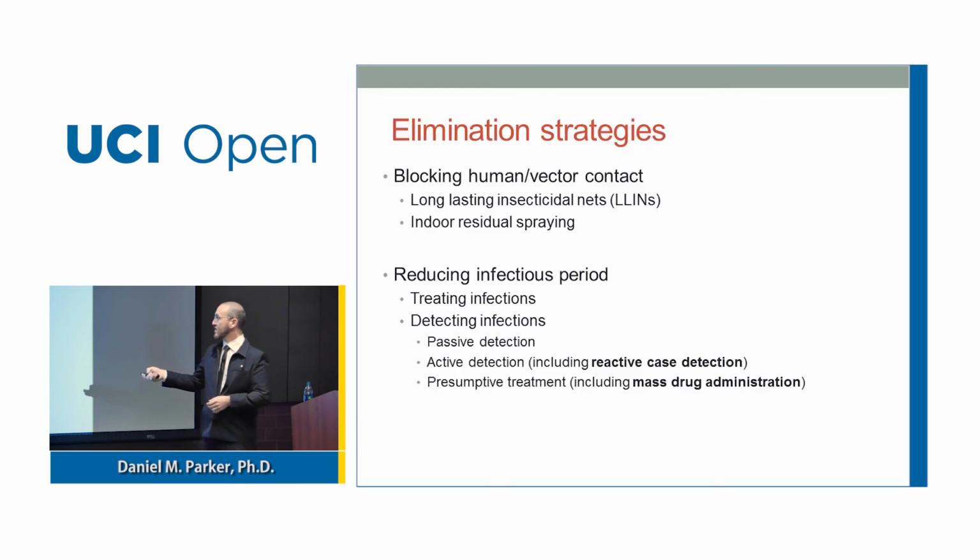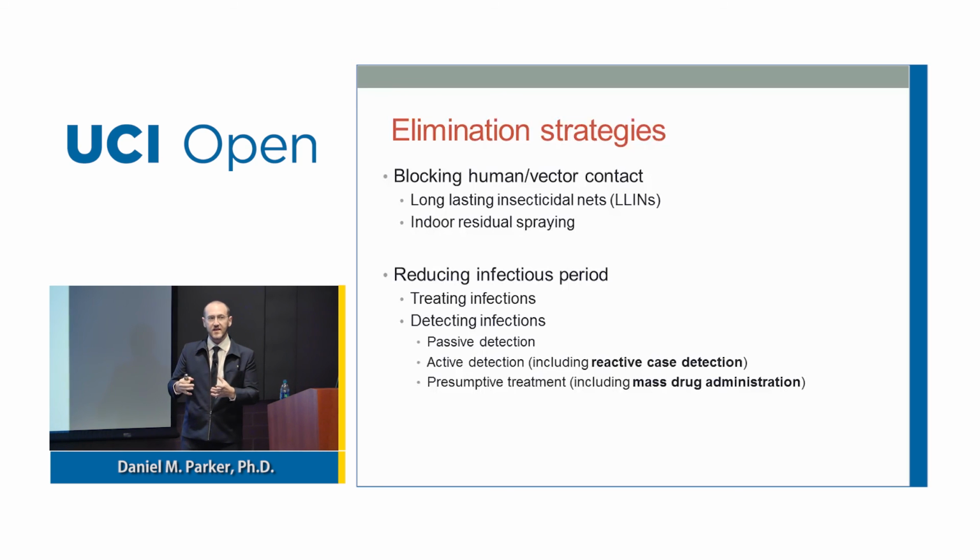Another approach, though, is active case detection. And this is, for some reason, you have gone out into the community, a defined community or a defined area, and you actively test people, regardless of whether or not they're sick. You screen them to see if they have malaria and then treat them if they do. A variant of this is reactive case detection. I'll discuss this a bit more, but it's kind of a hybrid between passive and active case detection.